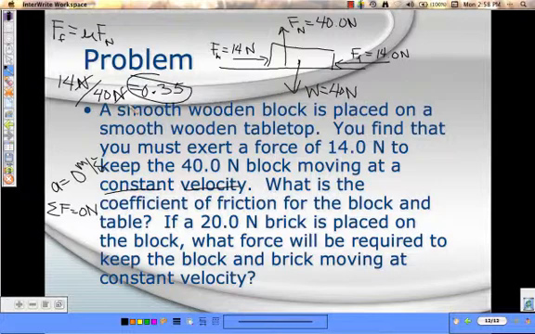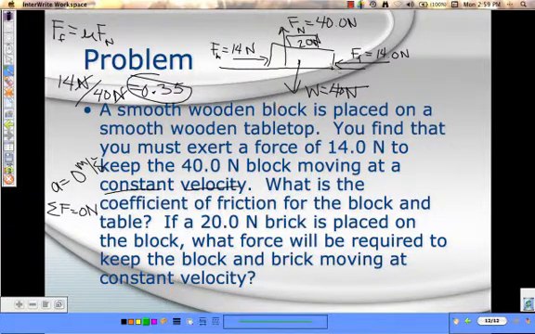So again, if we're going at a constant velocity, our acceleration is 0. So our force of friction is equal to our applied force. So if we can find the force of friction, that's equal to the force we have to apply to keep it going at a constant velocity. And our normal force will change because we have more weight now. If we have a 20 Newton brick on here, what's our weight going to be now?